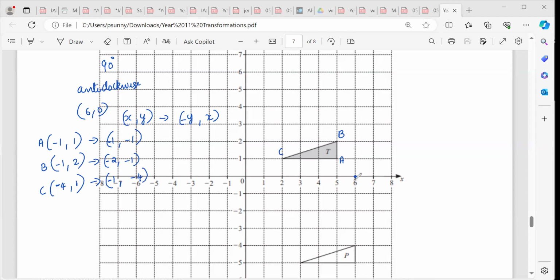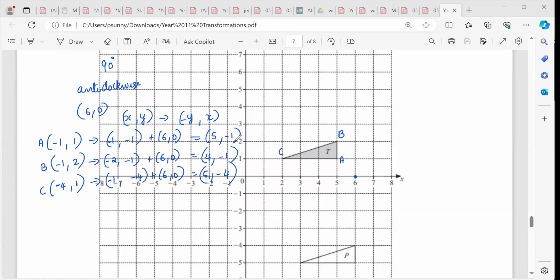Now here, the center of rotation is not the origin, it is 6, 0. So I need to add 6, 0 to each of them. So -1 plus 6 is 5. -1 plus 0 is -1. -2 plus 6 is 4. And -1 plus 0 is -1. And -1 plus 6 is 5. And -4 plus 0 is -4.